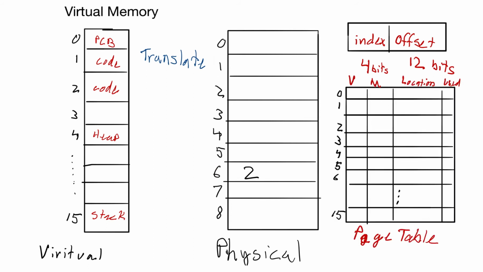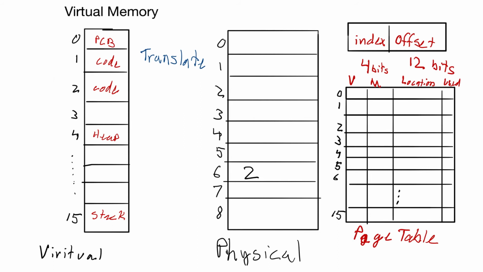So how are we going to translate those addresses? That's where the page table comes in. And so the page table has a page table entry. So each row is a page table entry for every page that the process could possibly address. So this virtual address space has, for each area, a page table entry.